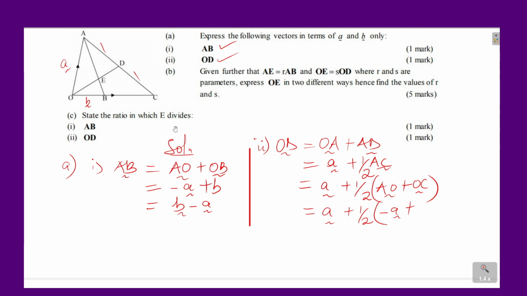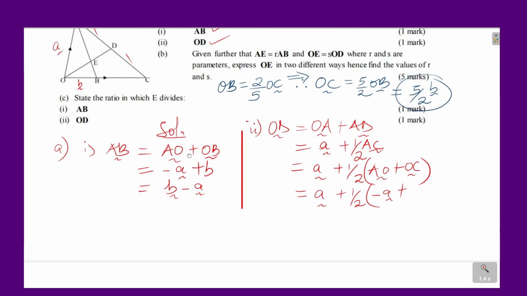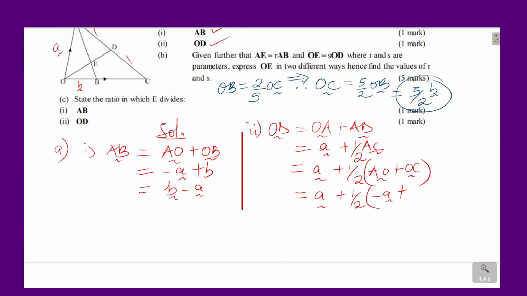There's something we have here that will help us to get OC. Look at whatever is given here: OB. This is what you're going to use. OB is equal to 2/5 OC. So if you want to get OC, OC is the same as 5/2 OB. 5/2 OB is given as B. So therefore, OC is equal to 5/2 B. So that is very important. Now we can continue here. OC is 5/2 B.